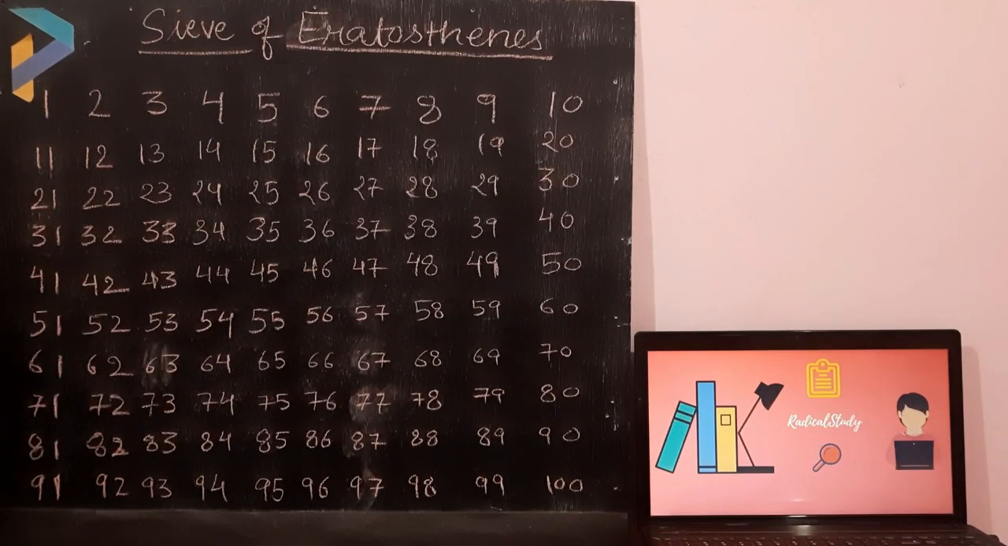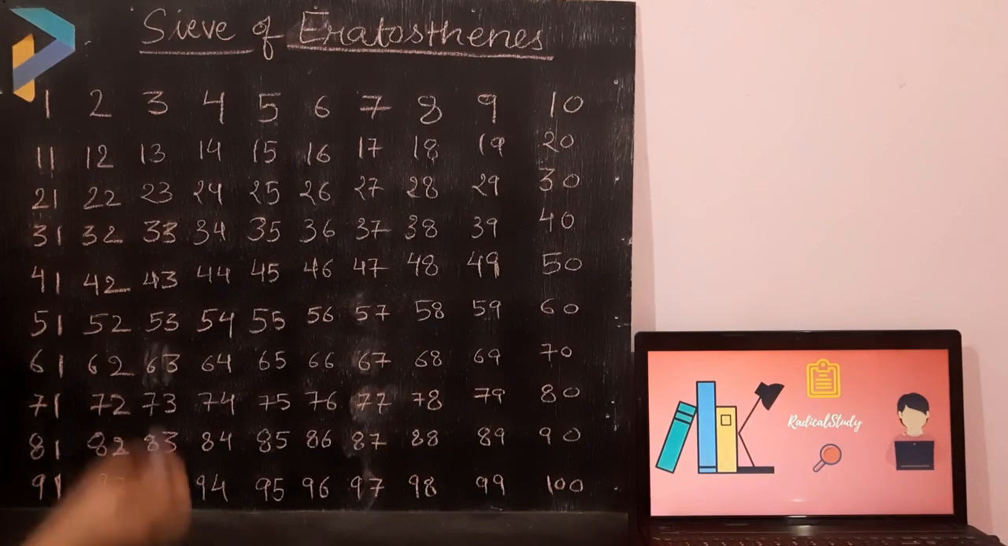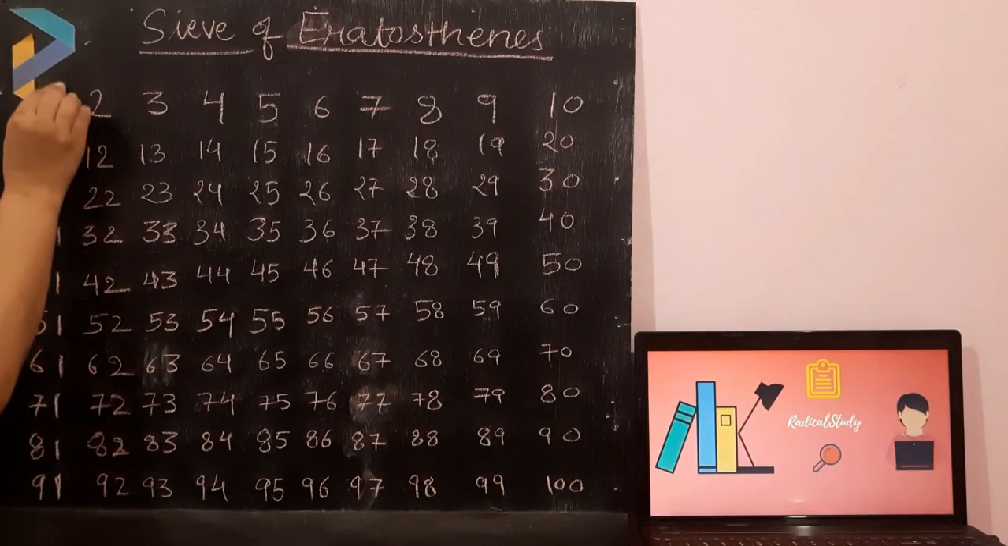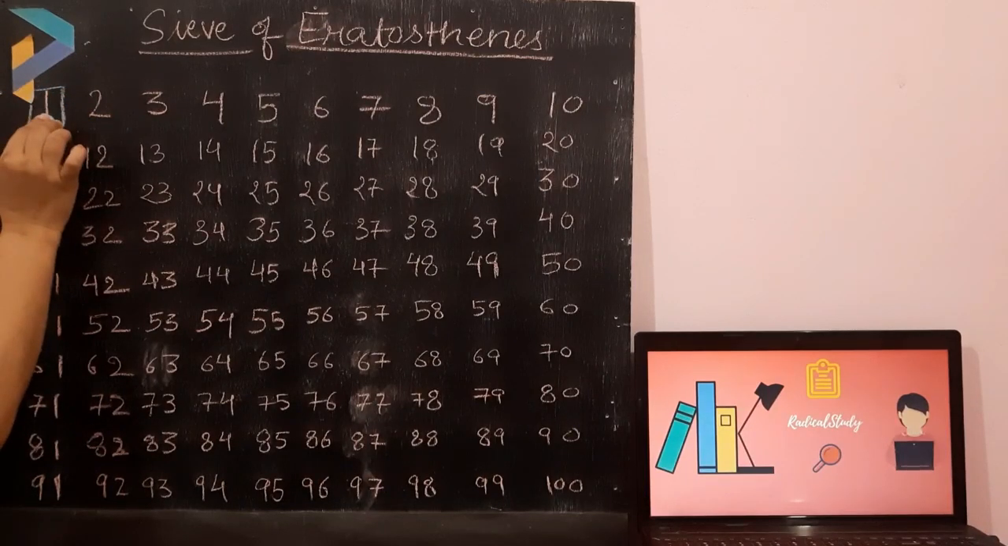The mathematician has given a method to find the prime numbers from 1 to 100. You can use this method. So we will proceed. The first step is to put 1 in a square. Why have I kept 1 in a square? Because 1 is neither a prime nor a composite number.